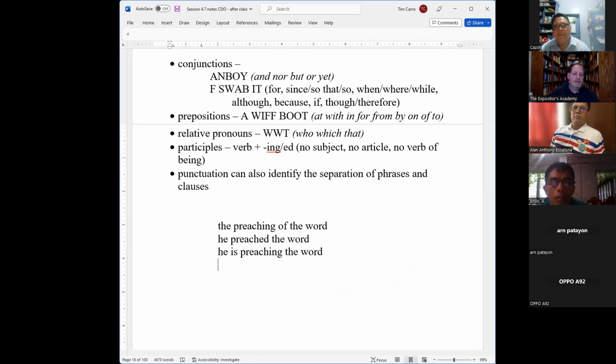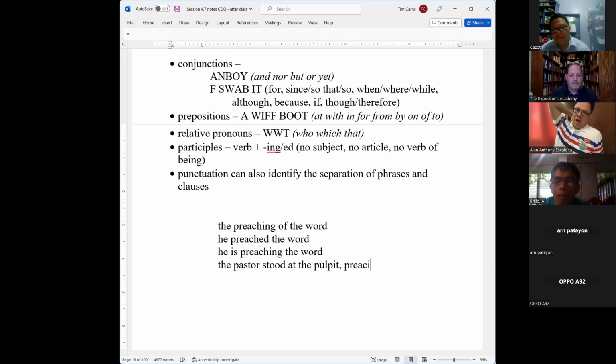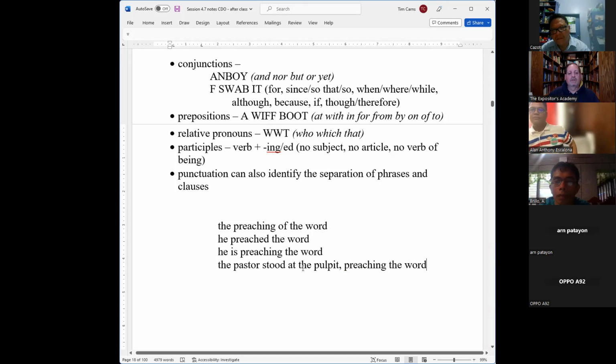But if you say, the man, the pastor, let's see, 'stood at the pulpit preaching the word.' Now in this case, preaching has no subject, no article, and no verb of being, so it is a participle. So that's what you look for with the participles.